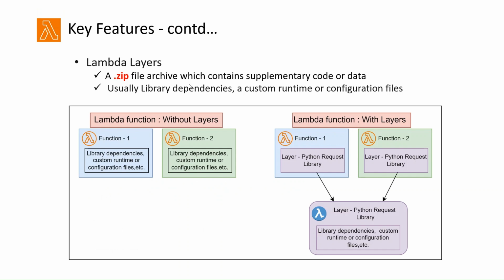In the below image, we can see two patterns. One is Lambda function without layer and the other with layer. Here, the difference between the two is that in the Lambda function without layer, the library or custom runtime has to be included or packaged with each Lambda function. On the other hand, in the Lambda function with layer, the Python request library is created as a layer, and each Lambda function references the Python request library layer. Hence, no need to package with each Lambda function.